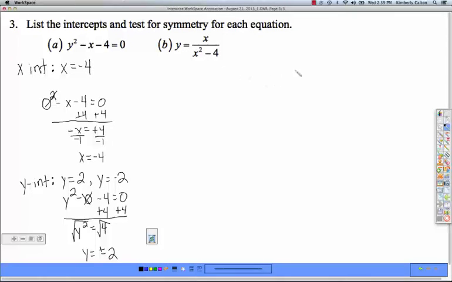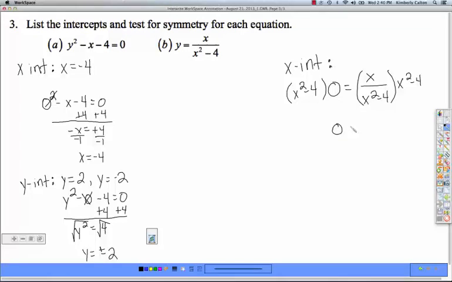Okay, so now we're going to solve for the x-intercept for the other problem. So to do that, we're going to set y equal to 0. So we have 0 equals x divided by x squared minus 4. So we want to multiply both sides of the problem by x squared minus 4 to cancel out the denominator. So now we have 0 equals x. So the x-intercept is 0.